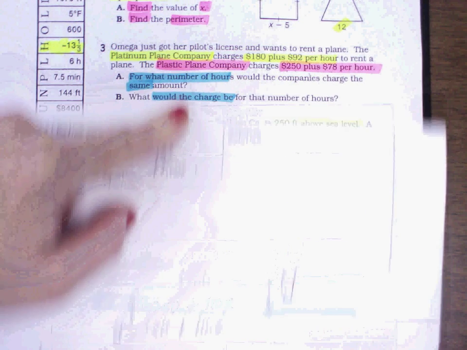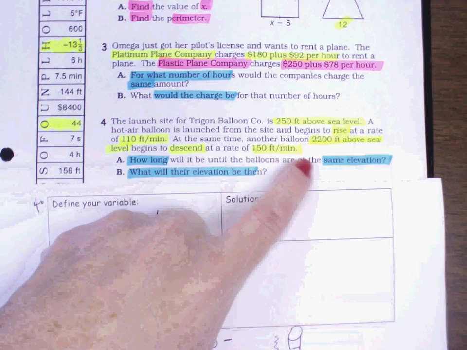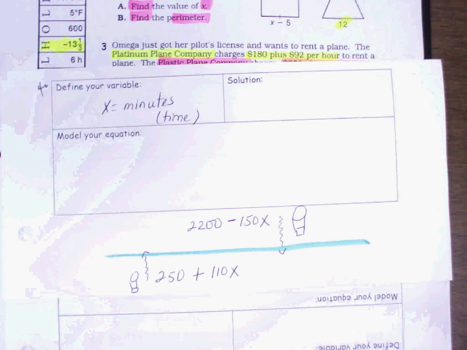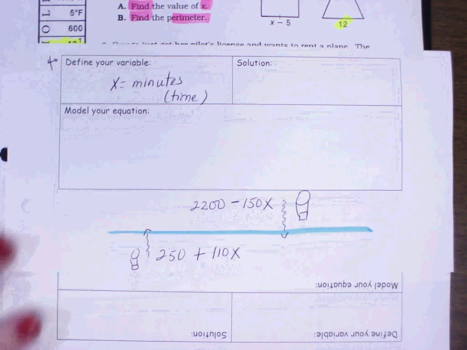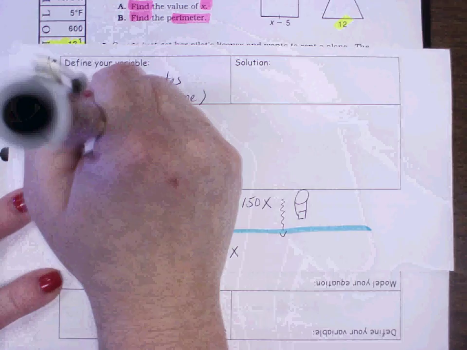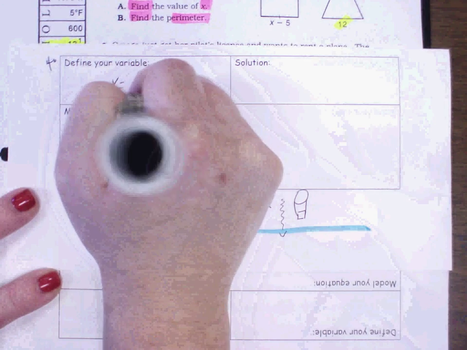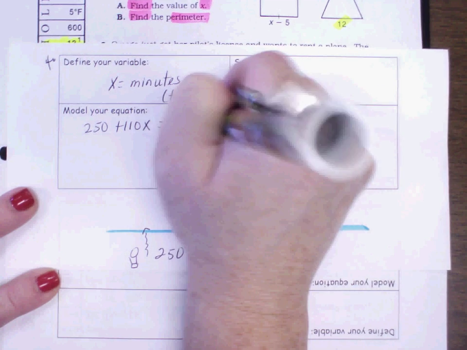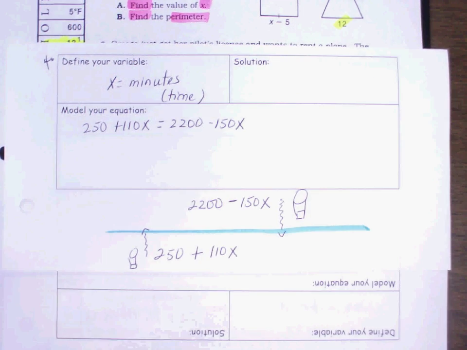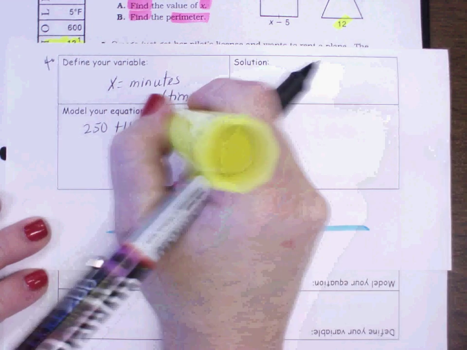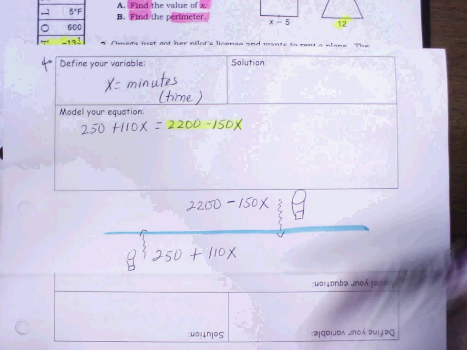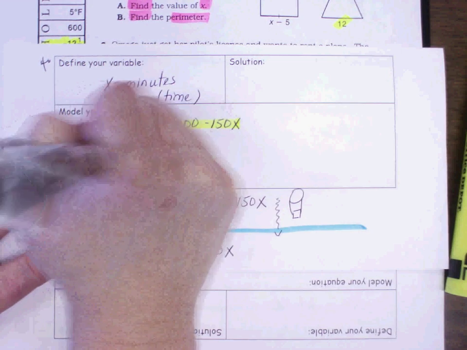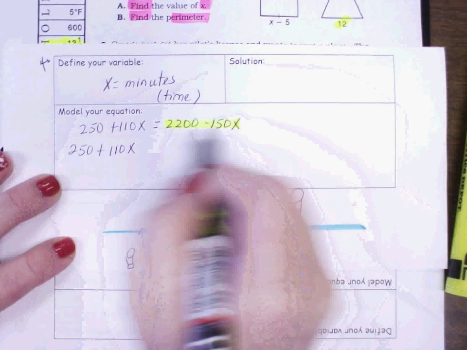Now this one is already at a height of 2,200, but it's descending, so that would be minus 150 feet per minute. So that would be 150x. So at what time will those two be the same? So 250 plus 110x equals 2,200 minus 150x. So highlight what you're going to change.